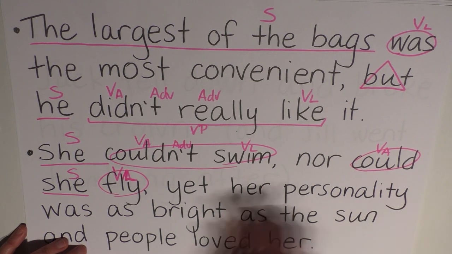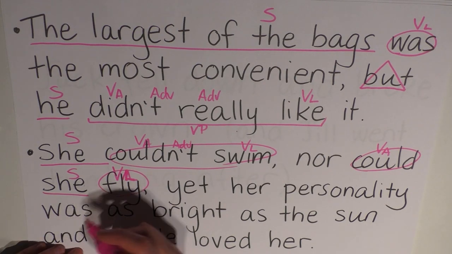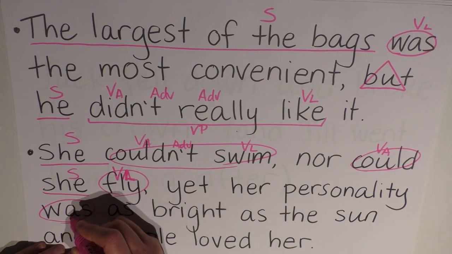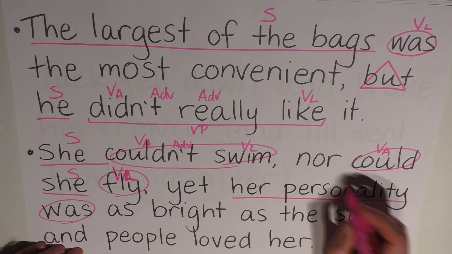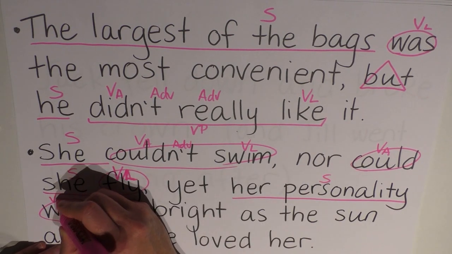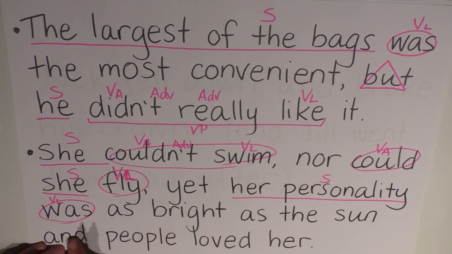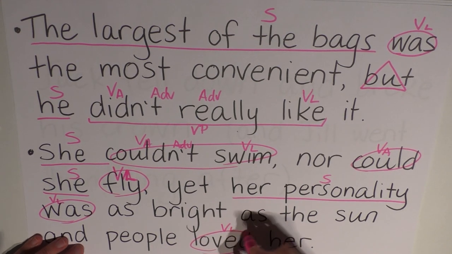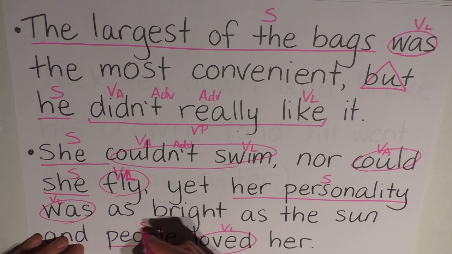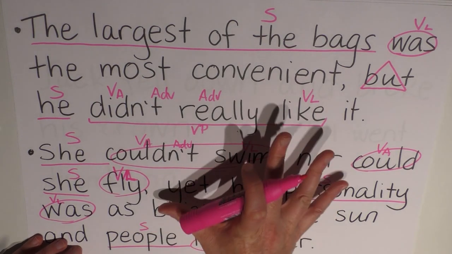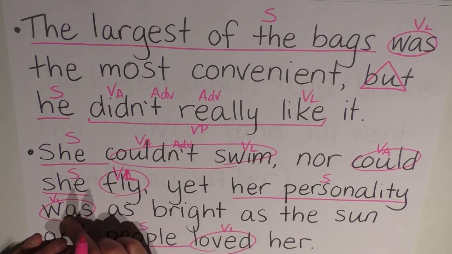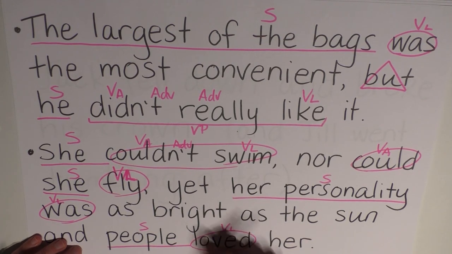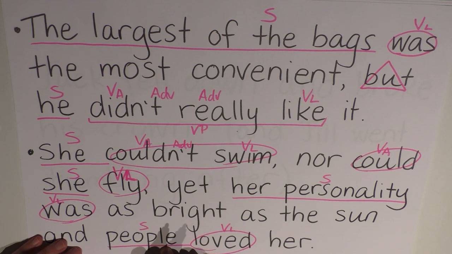Let's keep going. We have "was" as our next verb here. And what was? Well, her personality was. So that's our subject, that's our verb. And as the sun and people loved. So there's our verb, loved. And who loved her? The people did. There's our subject. So we have 1, 2, 3, 4 verbs and 1, 2, 3, 4 subjects. So there are definitely 4 clauses in this.